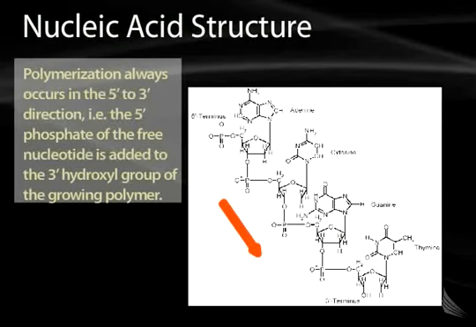Polymerization of these, that is, the process by which one nucleotide is added to the previous nucleotide, always occurs in the 5' to 3' direction. That is, the 5' phosphate of the free nucleotide is added to the 3' hydroxyl group of the growing polymer.